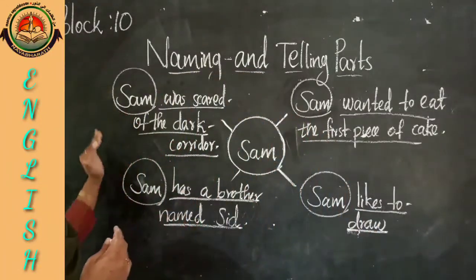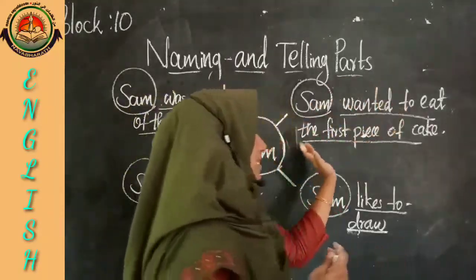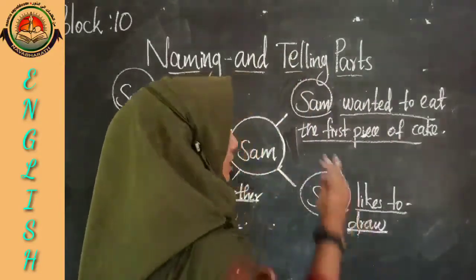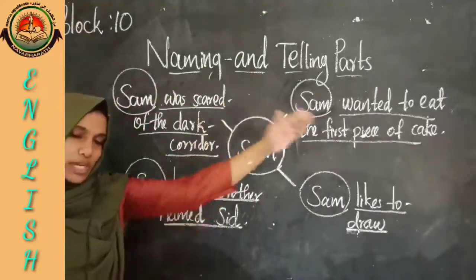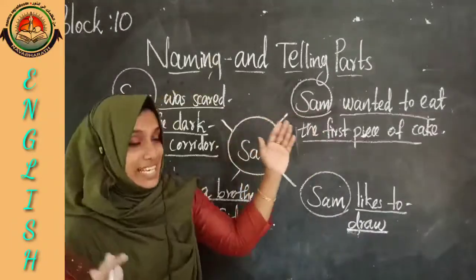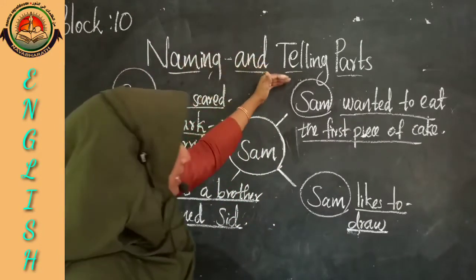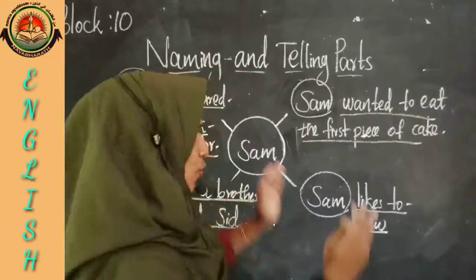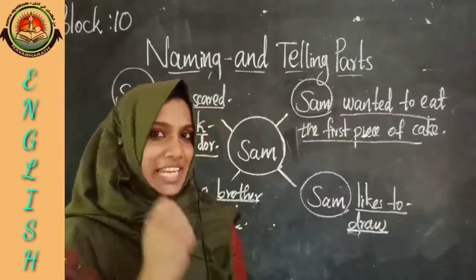The subject is the naming part in all these sentences, and the remaining part is the telling part. Then what is the common thing that you can find in all these sentences? What is the common thing? Yes, here we can see these naming parts are actually naming words. So all the naming parts have a naming word.